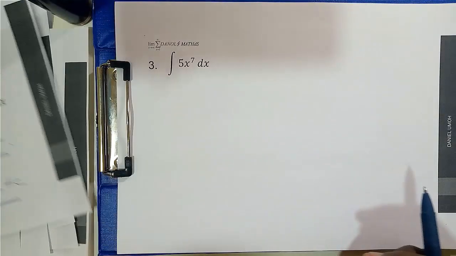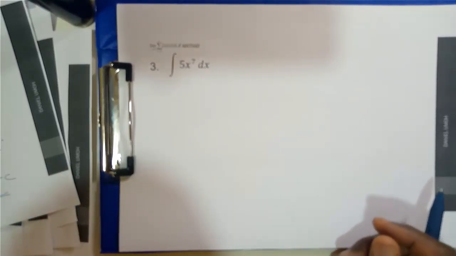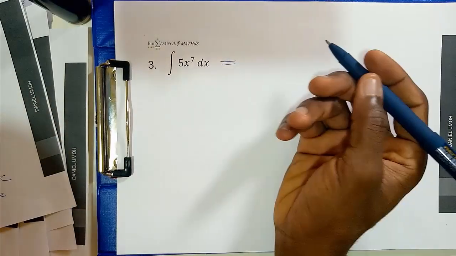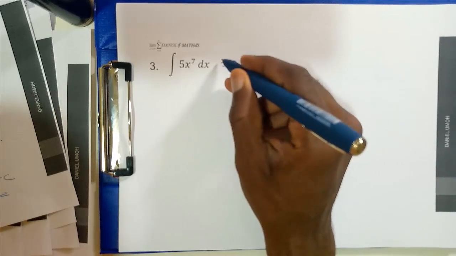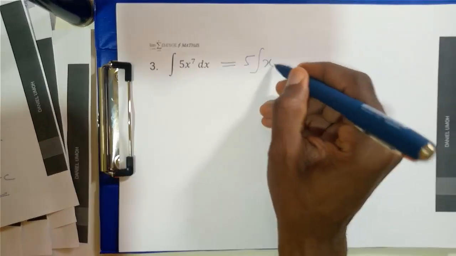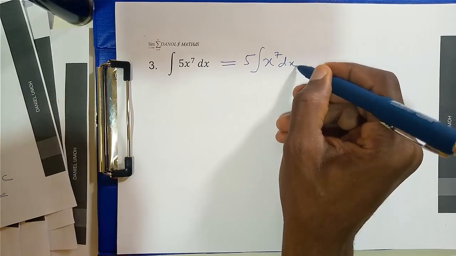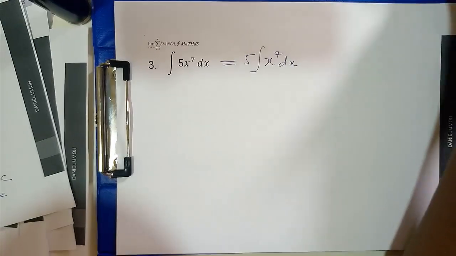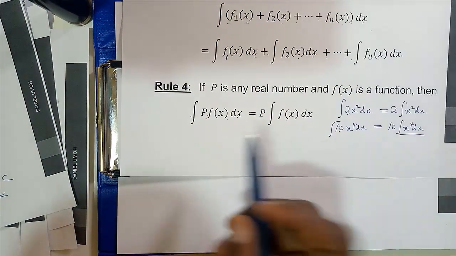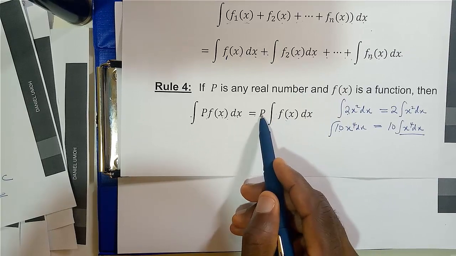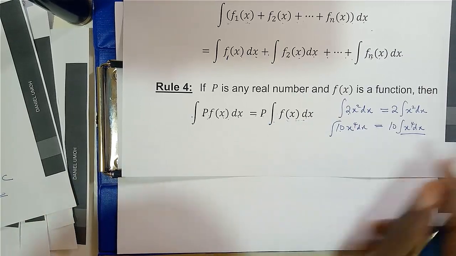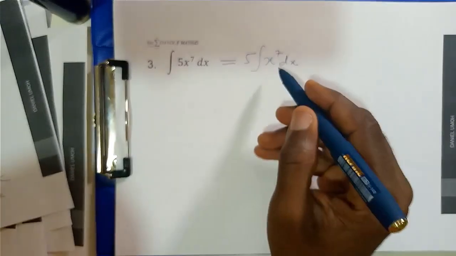Number 3, integral of 5x raised to the power of 7 dx. Of course, this is equal to 5, if I bring the 5 out, so I can have 5 integral x raised to the power of 7 dx from the rule we just established. Remember this rule, that whenever you have integral of p f of x dx, you can always factorize, bring the p out, and then work with the function. So this is what I'm going to have.